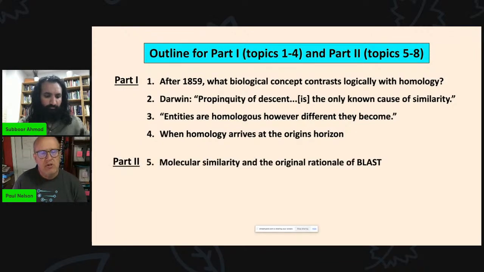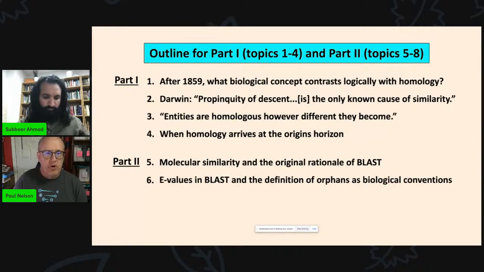In part two, we'll look at Kara's work, beginning with molecular similarity and the original rationale of BLAST, which is the most widely used algorithm in systematic biology for comparing gene and protein sequences. There are many different flavors of BLAST. That acronym stands for Basic Local Alignment Search Tool, a tool that almost any comparative biologist will use at some point in his or her work.